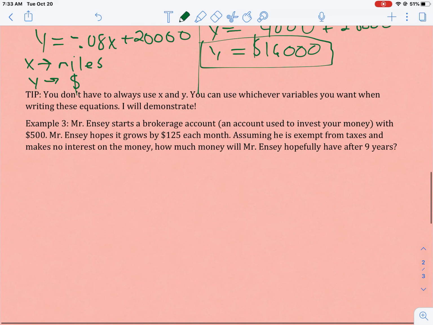All right, so last one. You don't have to use x and y all the time, right? You could use different variables, and I'll tell you about that. Okay, so Mr. Enzi starts a brokerage account with $500. He hopes to grow it by $125 each month. Assuming he's exempt from taxes and makes no interest, how much money will he have after 9 years?